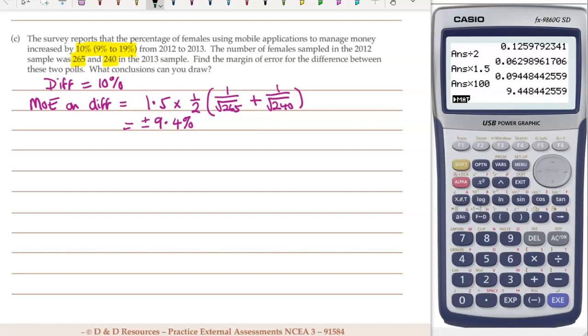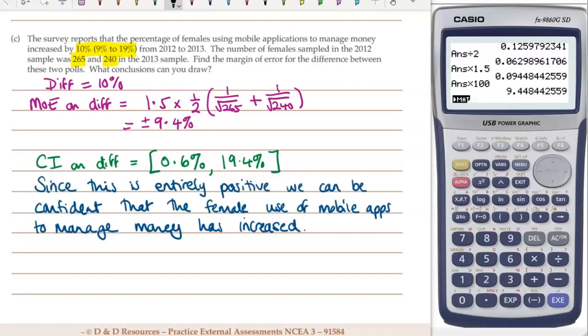So let's turn that into a confidence interval on the difference. So 10 minus 9.4 is going to be 0.6%, and 10 plus 9.4, 19.4%. So the conclusion that we can draw is that this doesn't contain 0. It's entirely positive. So it does support the claim that the female use of mobile applications to manage their money has in fact increased.